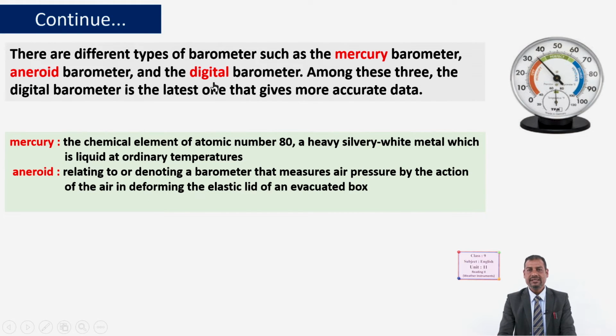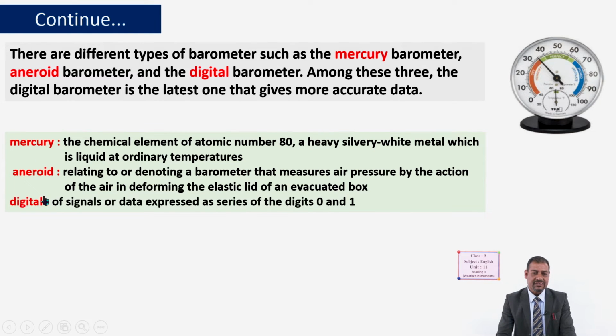And the next one is digital. I think the word is very familiar to you, but what does it mean? Okay, let me show you. Digital means of signals or data expressed as series of the digits 0 and 1. So is it clear to you? Okay, it is mercury, then aneroid, and then digital.